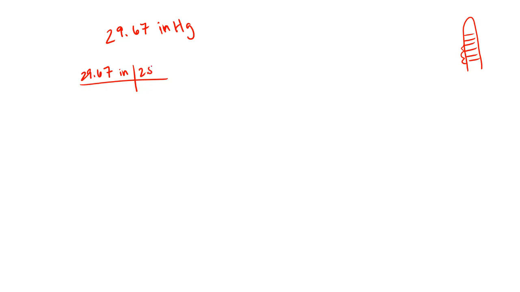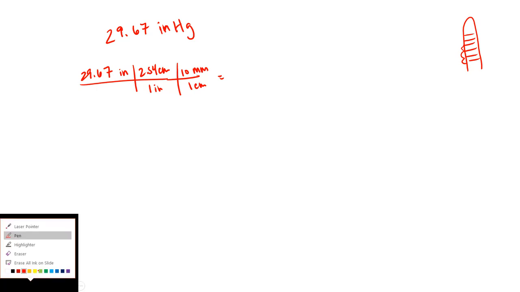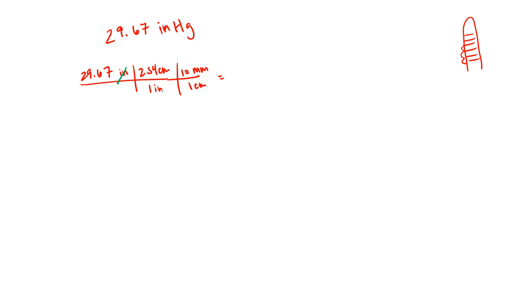I happen to know that there are 2.54 centimeters in 1 inch. I know that because I Googled it. But we don't want just centimeters, we want millimeters. I know that there are 10 millimeters in every 1 centimeter. So a little bit of dimensional analysis, we get rid of our inches and our centimeters. We're left with millimeters of mercury.